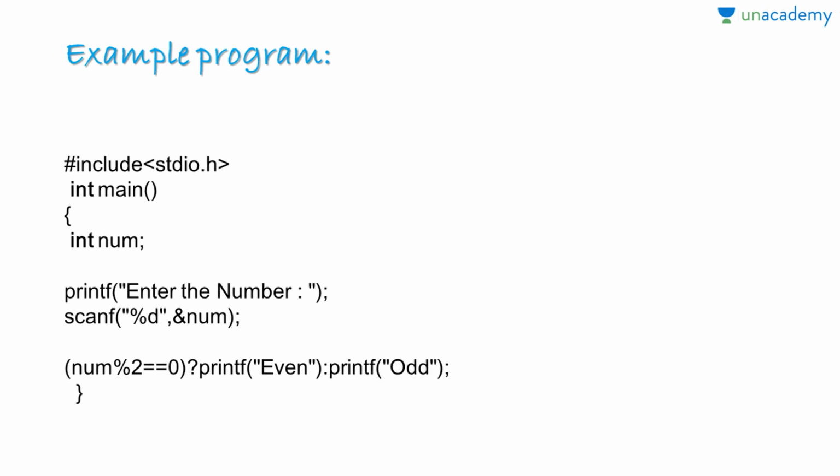So see an example program here, we have put it here. This is the condition num mod 2 equals 0, then question mark. Check if this is true. If this is true, print even, else print the statement that it is odd.